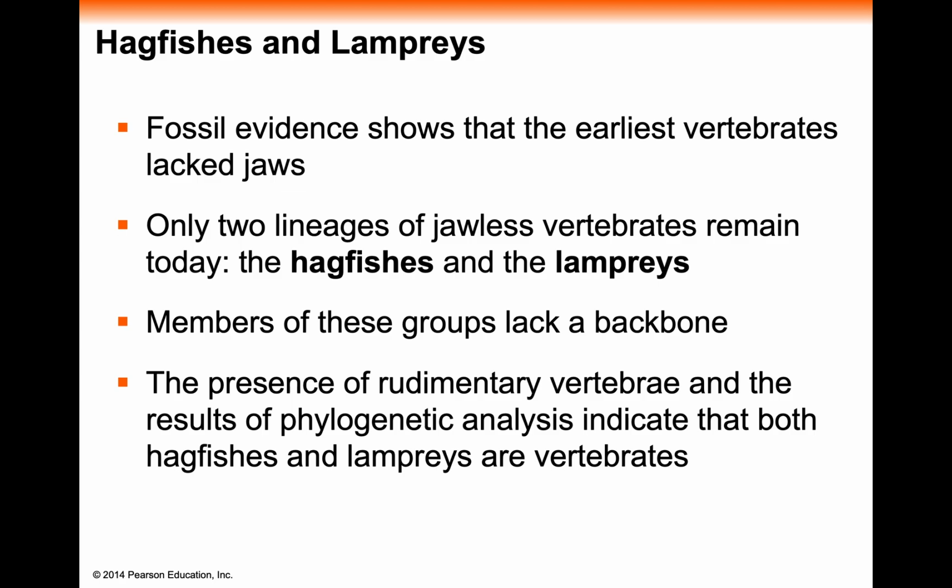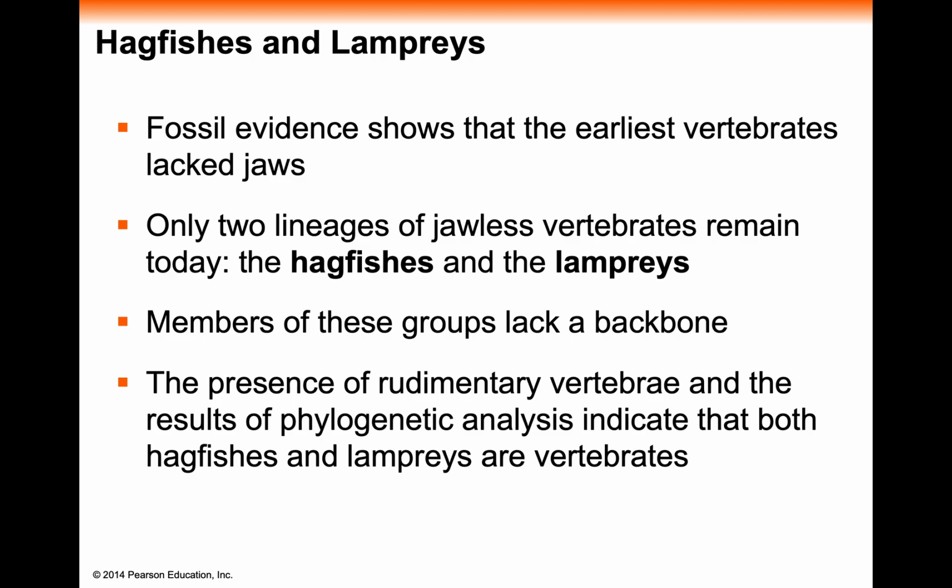So fossil evidence shows that the earliest vertebrates lacked jaws. And there are only two lineages of jawless vertebrates that remain today. They are the hagfishes and the lampreys. So they do have a cartilage skeleton that kind of encapsulates and forms vertebra around that nerve cord. Remember, these groups lack a backbone. So they're just barely what we would truly consider vertebrates. The presence of rudimentary vertebrae and the results of phylogenetic analysis indicate that both hagfishes and lampreys are vertebrates.